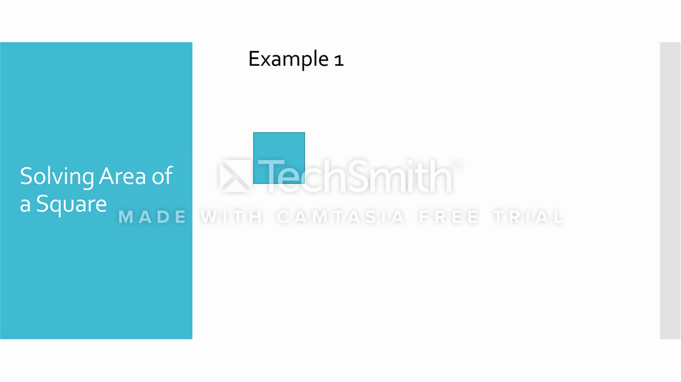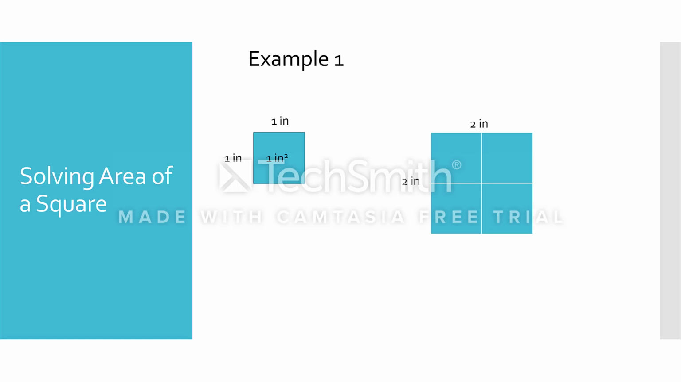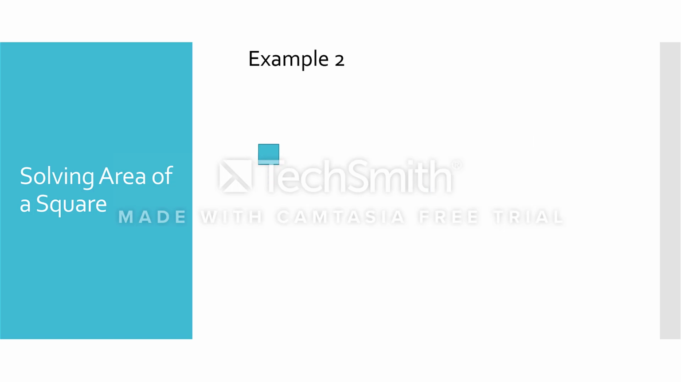Let's look at some examples. If we have a unit square that shows inches, we have a 1 inch squared unit. If we have a square that has 4 unit squares within it, we know that its height is 2 inches, its length is 2 inches, and so its area is 4 inches squared. Let's look at another example.